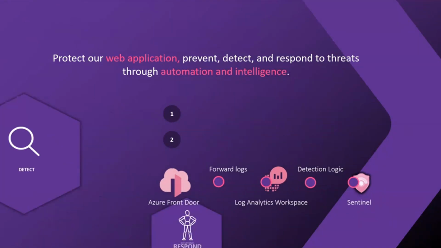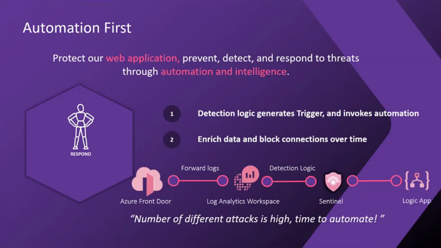So what can we then also do from a response perspective? Well, once we detected it, then it generates, of course, an incident or a trigger, and that invokes our automation. So here again, you see the flow. We have our logs, we have our detection logic within Sentinel, and within Sentinel, if something occurs based on a detection logic that we have, we will trigger, for example, a logic app, which is an automation.